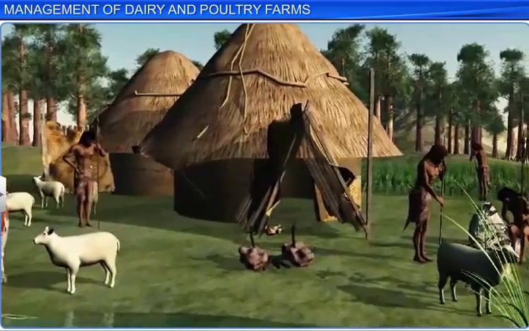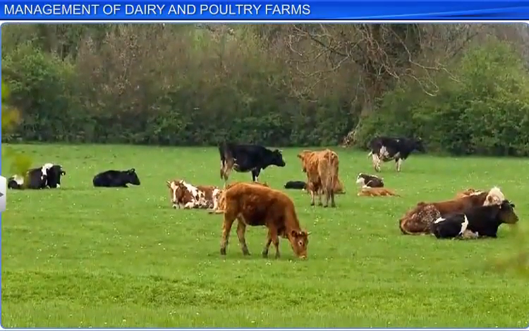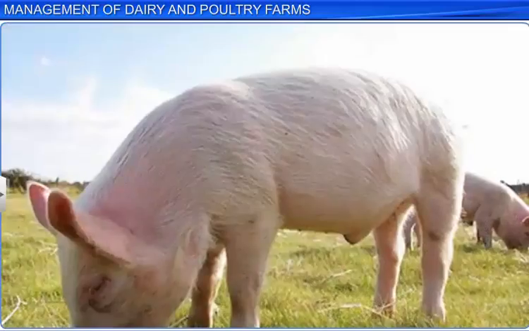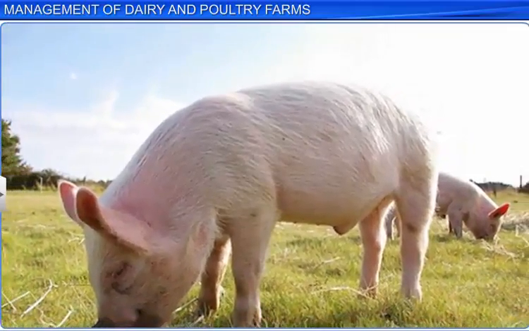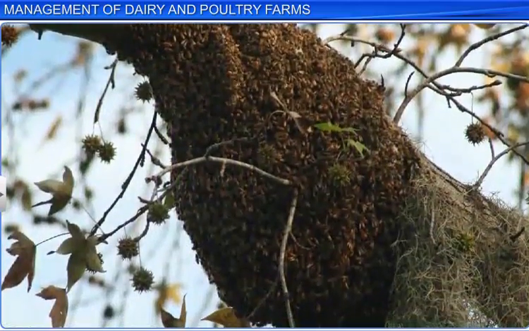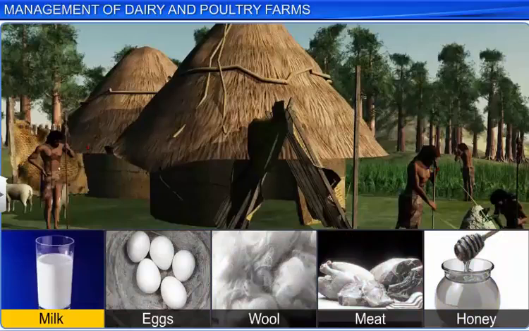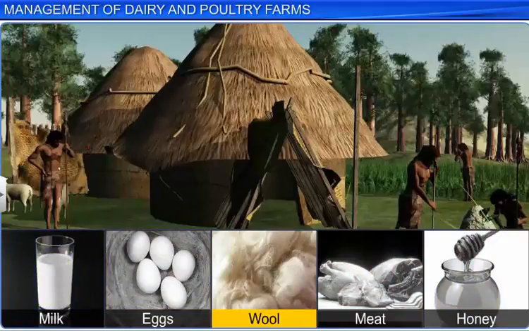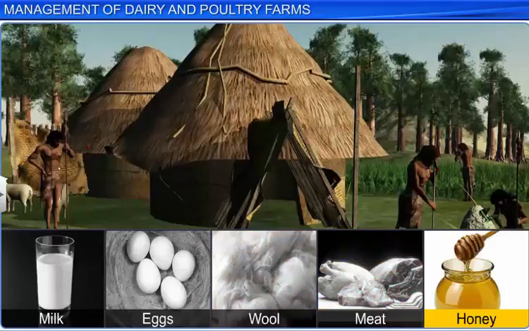Human beings have always been dependent on animals such as cattle, birds, pigs, sheep, and bees for products like milk, eggs, wool, meat, and honey.